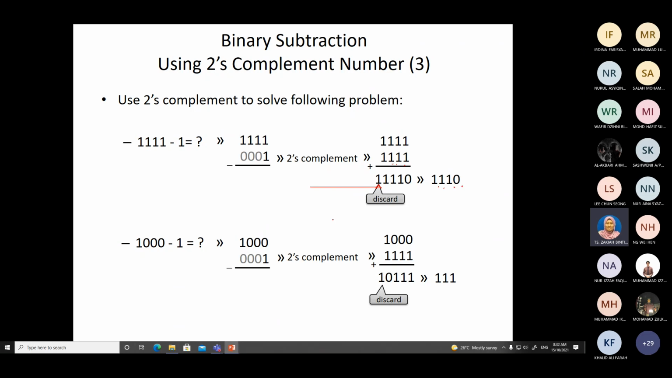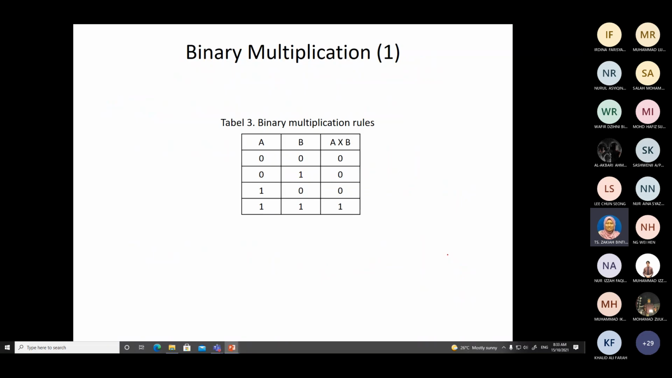So the result is 1110. Now for 10001 minus 1, you take the 2's complement and get 1111, and you don't have a problem of borrowing bits, you just add. The result is 10 and then 111. The leftmost bit will be discarded, so the result is 0111, which is 7 in decimal. So that is for binary subtraction.